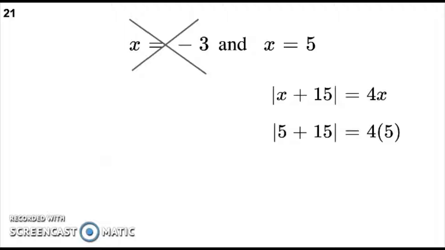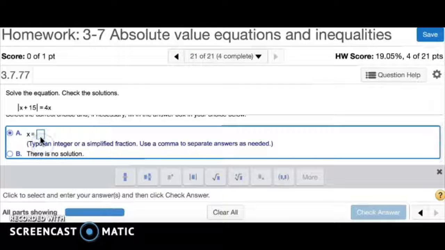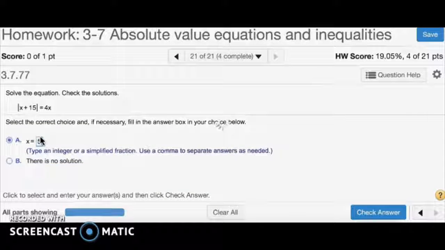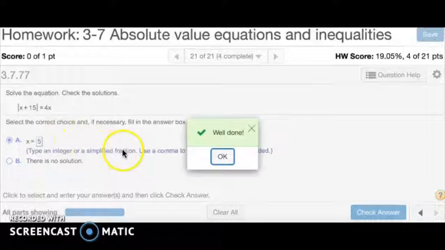Substitute in 5 for x. We'll have 5 plus 15, which is 20, and 4 times 5, which is 20. The absolute value of 20 is 20, so 20 equals 20, which is true, so that means my answer, and my only answer for number 21, is 5. So typing it in, we see 5 is our only answer for number 21.